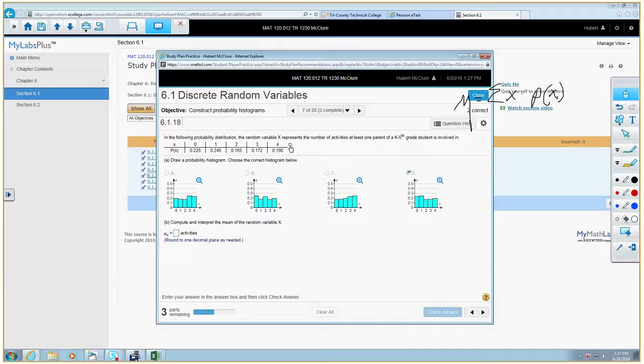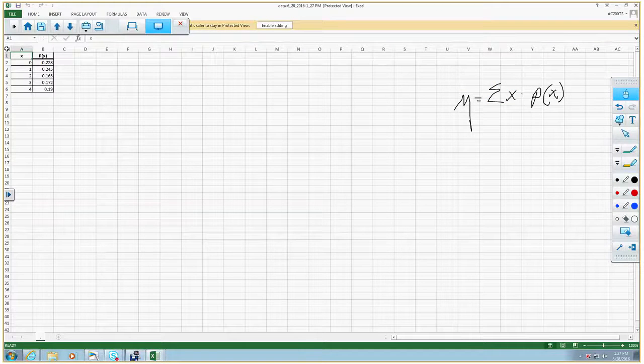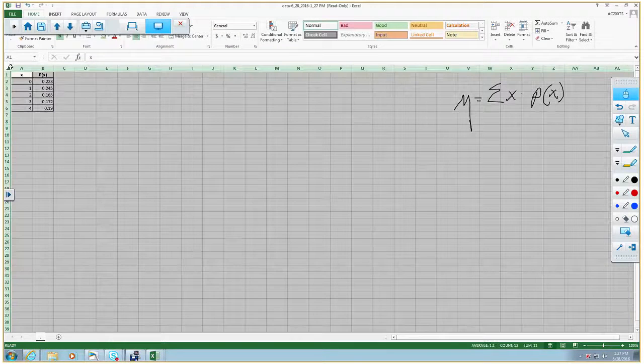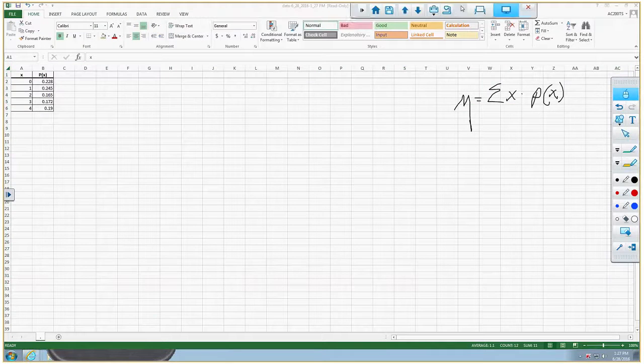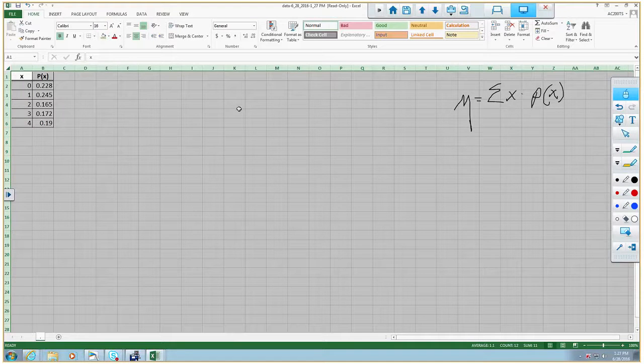Alright, so I take my handy dandy click to copy table icon and open in Excel. There it is. I can do everything from here. Enable editing first and make it a little bit bigger so y'all can see it. Now you sit there and you stare at it and then you say to yourself, how do I get the mean? Well, you look at the formula. X times P of X.